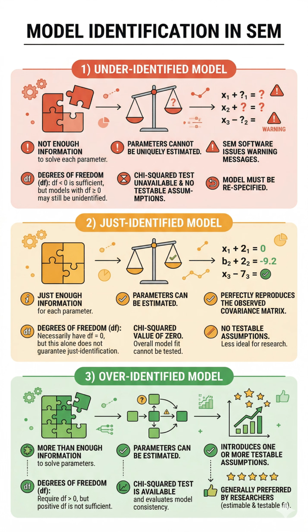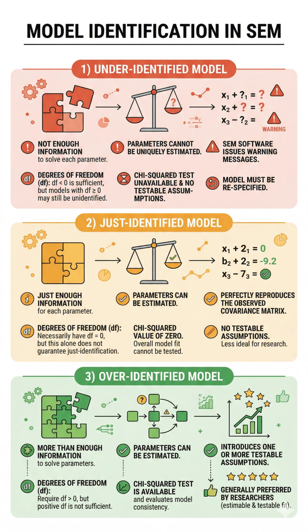A just identified model arises when there are just enough pieces of information to solve for each parameter, so each parameter can be solved in exactly one way in terms of elements of the population covariance matrix. These models necessarily have degrees of freedom of 0, although the degrees of freedom being 0 alone does not guarantee just identification.